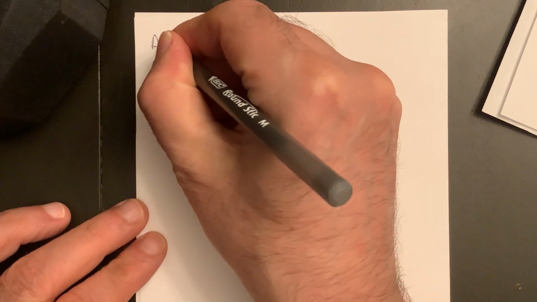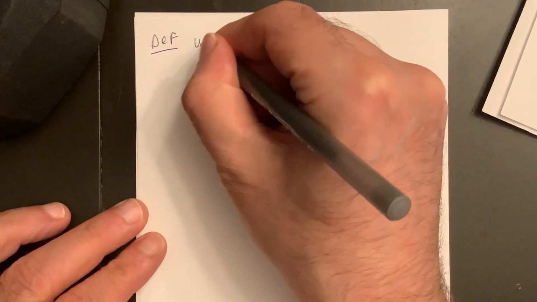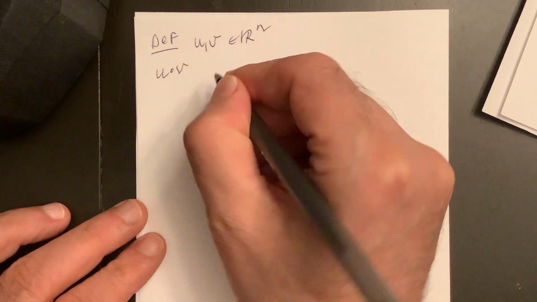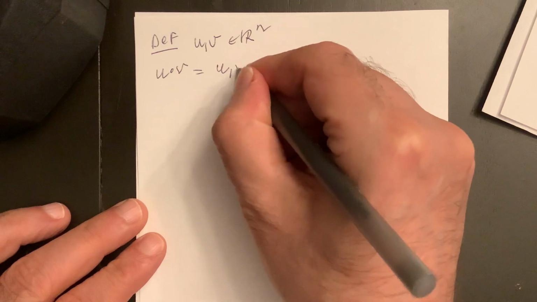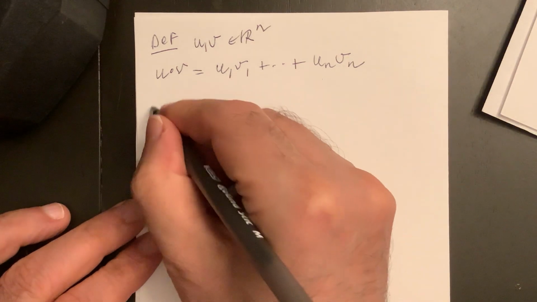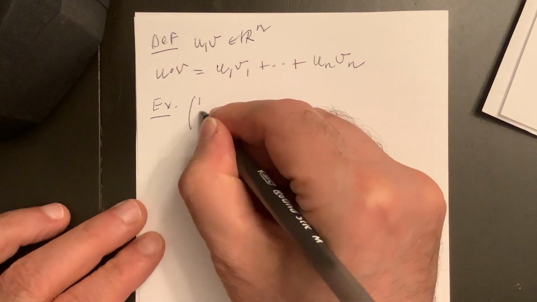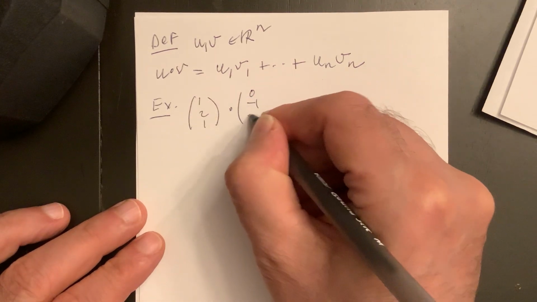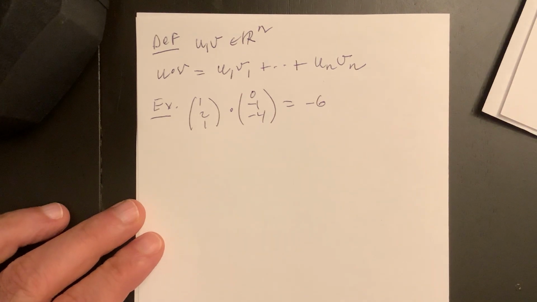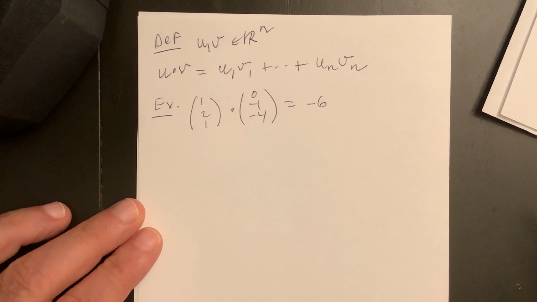Now we're going to talk about the length of vectors and their dot products. So we have a new operation, called the dot product. Let's say U and V are in Rn. They have n elements each. Then U dot V is equal to the sum of the products of the corresponding elements. For example, if I have (1, 2, 1) dotted with (0, -1, -4), I get -6. So this is a function that takes two vectors to a number.